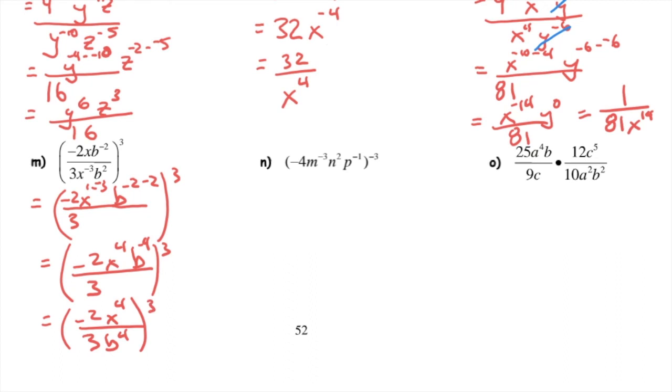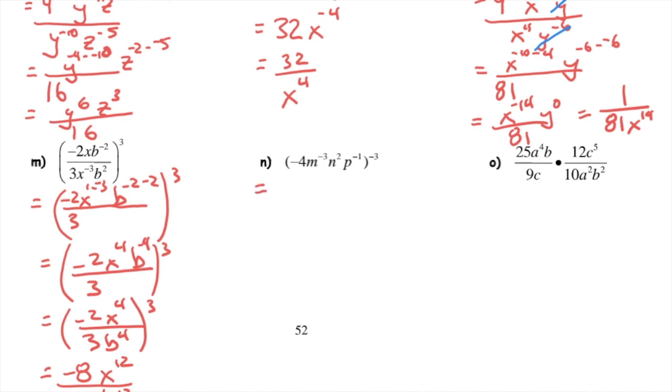Now I can distribute that cube to every term here. So I'm going to get negative 2 cubed will be negative 8. x to the 4 cubed is a power of a power, so x to the 12. 3 cubed is going to be 27. And b to the 4 cubed is going to be b to the 12. And so there you go.